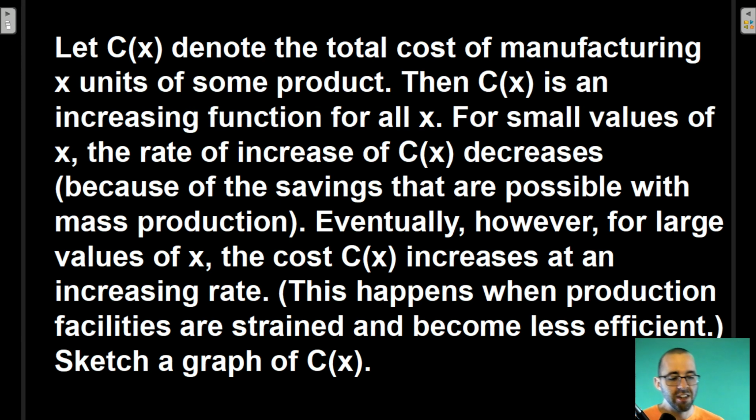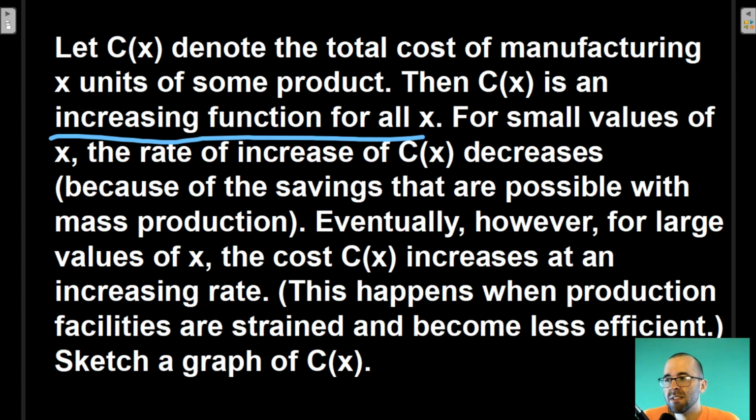So we're going to look at some cost function. All right. C of x is denoting the total cost of manufacturing x units of some product. All right. So this is an increasing function for all x. If we have a cost function, it should be increasing. It should cost more money to produce more things than it does to produce less. There are very few times when the actual cost of producing something new is going to make your total cost go down. Now, your profit might go up, but the actual cost is still going to be an increasing function.